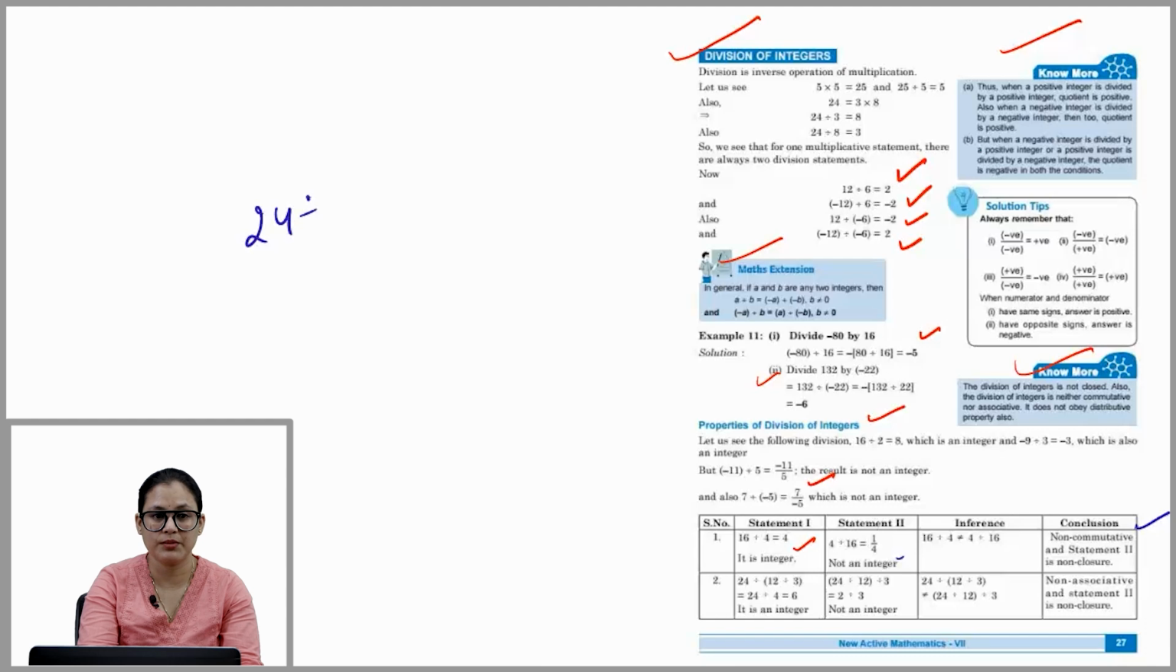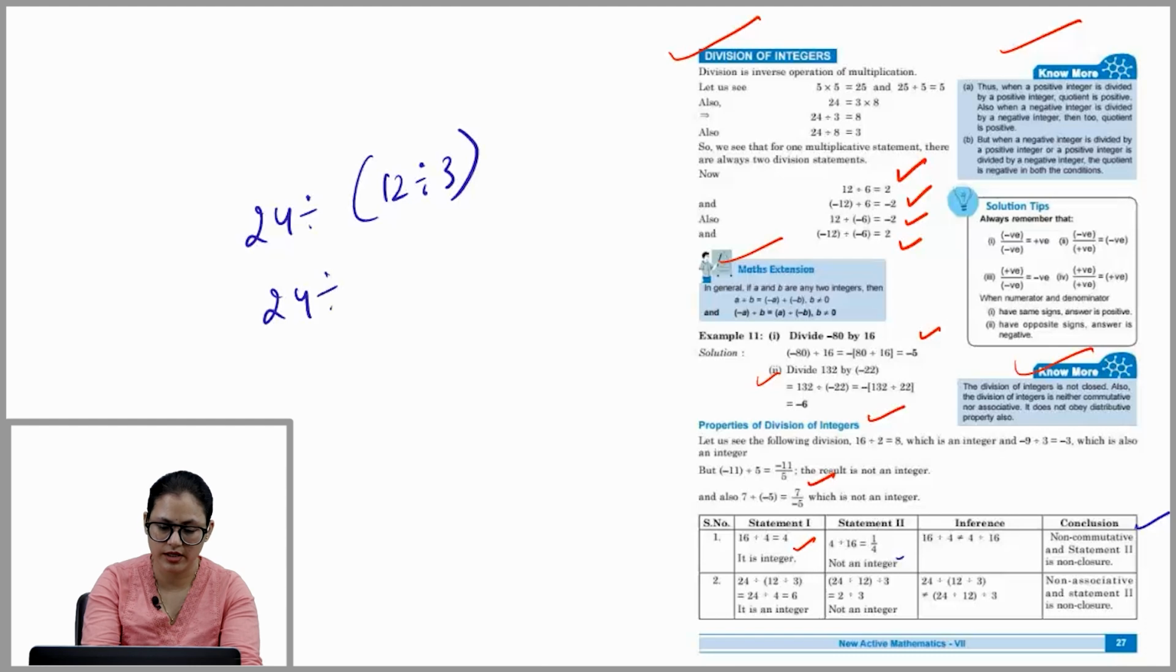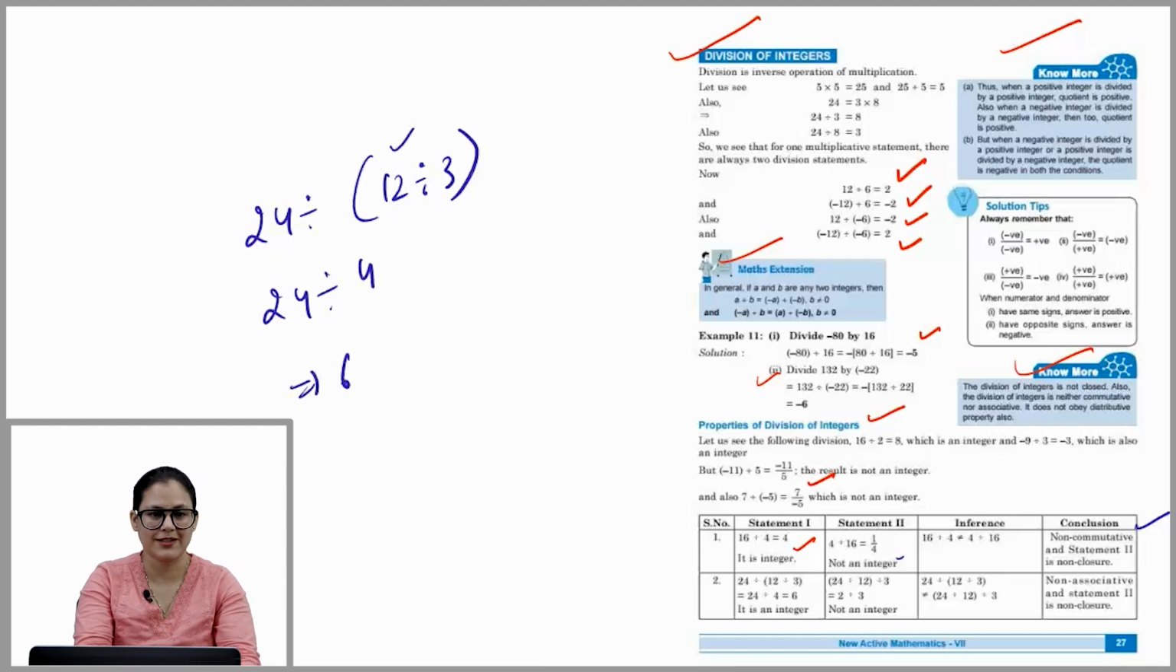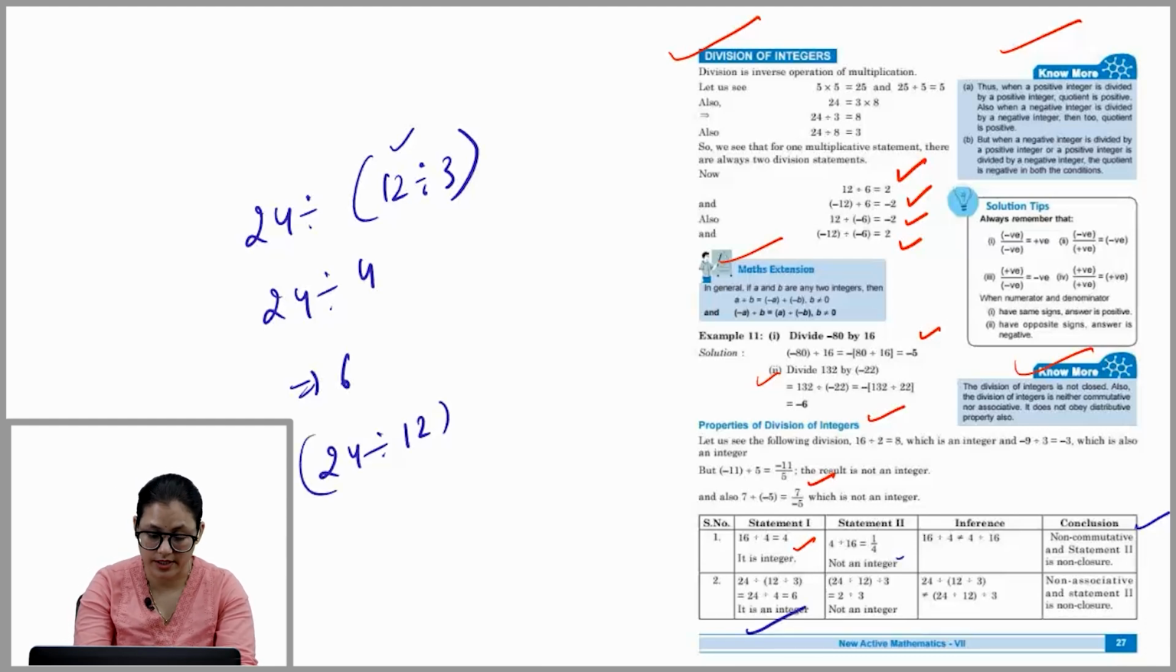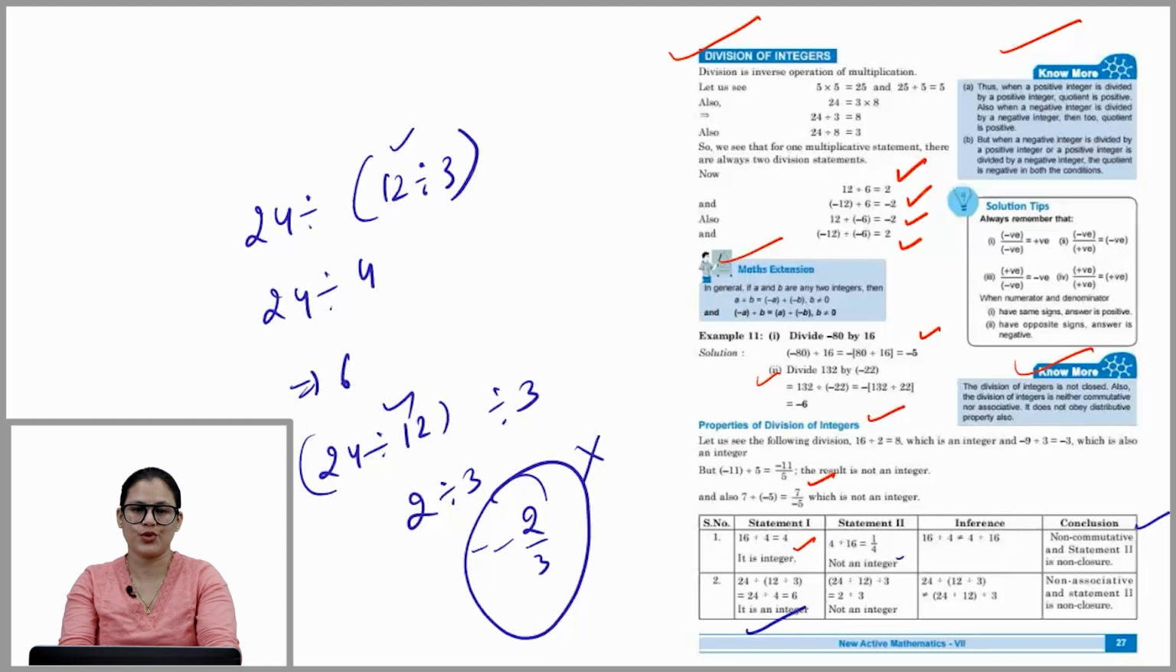24 divided by (12 divided by 3). When you divide 12 by 3, you get 4, and the answer is 6. It is an integer, right? Now, (24 divided by 12) divided by 3. First you divide, you get 2 divided by 3. 2 by 3 is not an integer. So what is the conclusion? Non-associative, and statement second is non-closure.